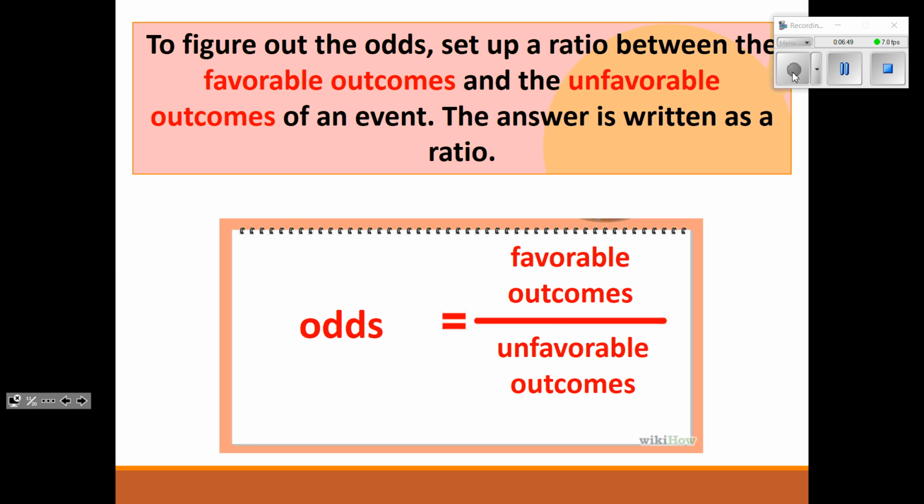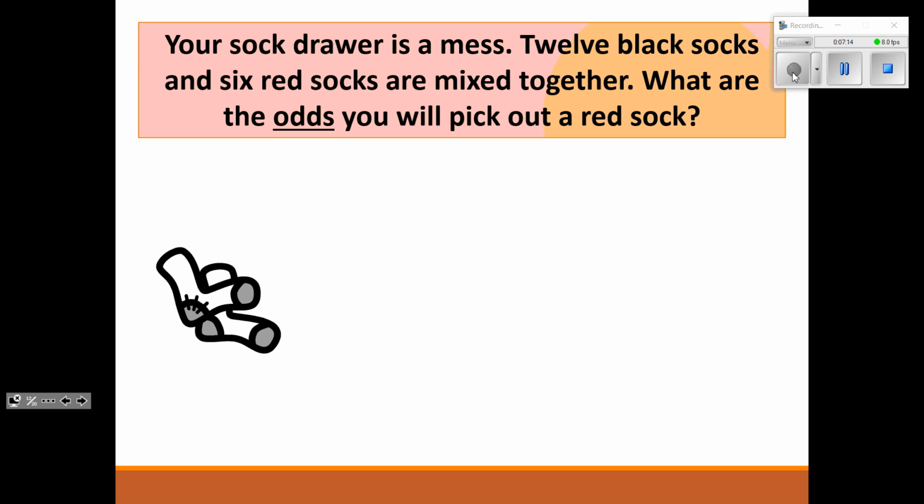Okay, now we're going to look at odds. Odds works a little bit differently. Odds sets up a ratio, but you put the favorable outcomes on top and the unfavorable on the bottom, not the total. In probability, we were putting the total number of possibilities on the bottom. We do not do that with odds. With odds, we put the unfavorable outcomes, ones that cannot be what we're looking for. So let's see what that looks like. And odds are only written as a ratio.